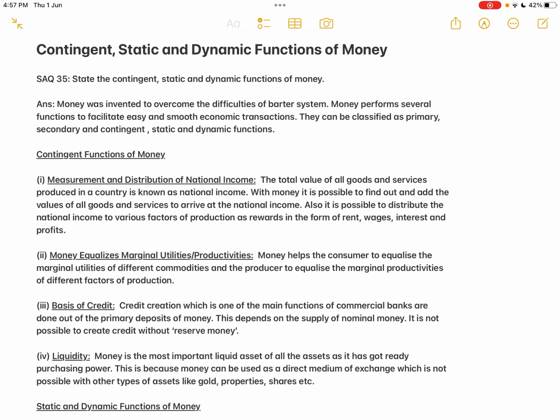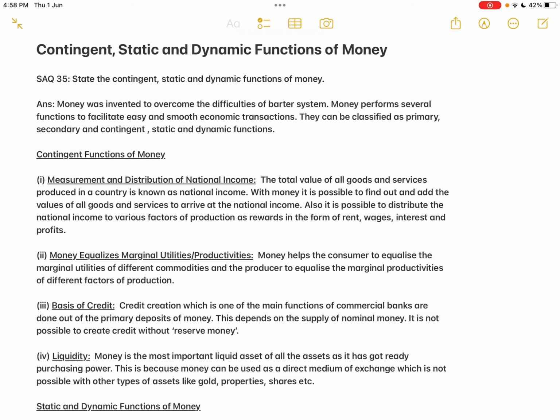So as usual, the introduction. Money was invented to overcome the difficulties of the barter system. Money performs several functions to facilitate easy and smooth economic transactions. They can be classified as primary, secondary and contingent, static and dynamic functions.